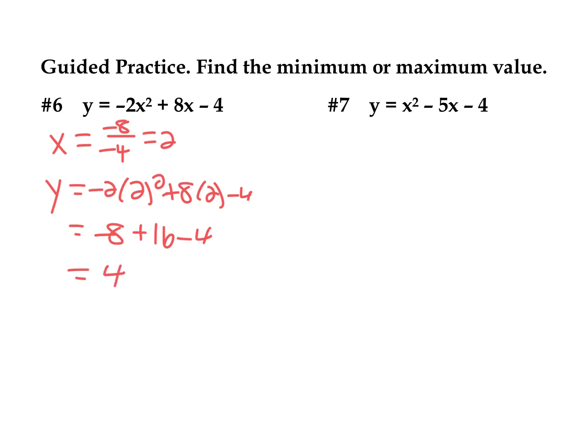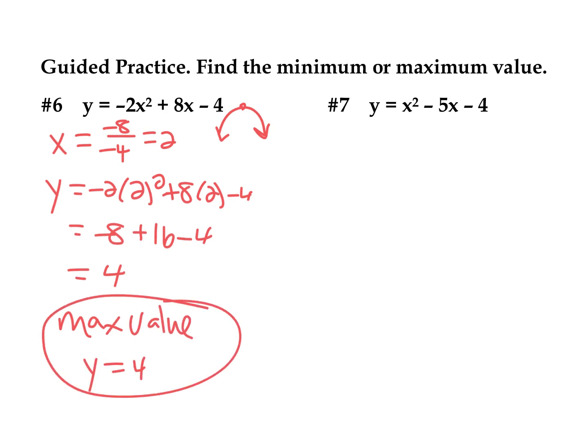So the y value is 4. In this case, it opens down because we have a negative a value, so it's a maximum. It would be the point right here. So it's a max value of y equals 4. Maximum value of y equals 4.